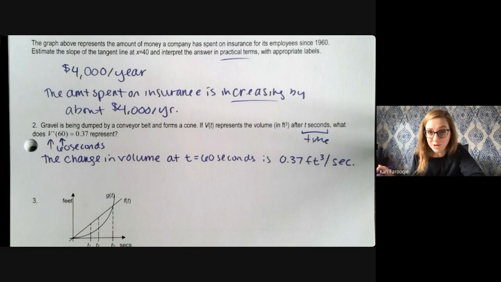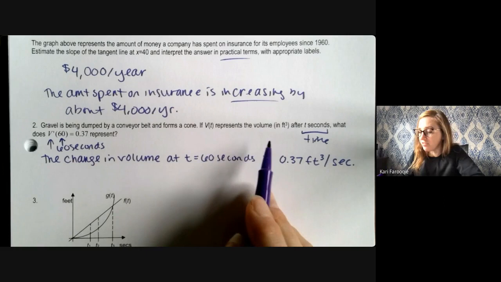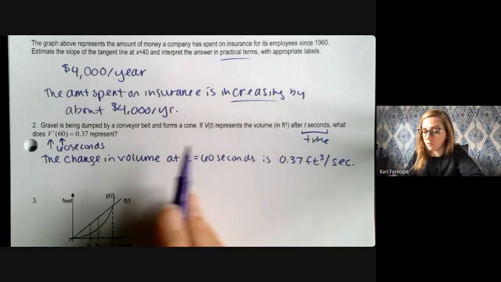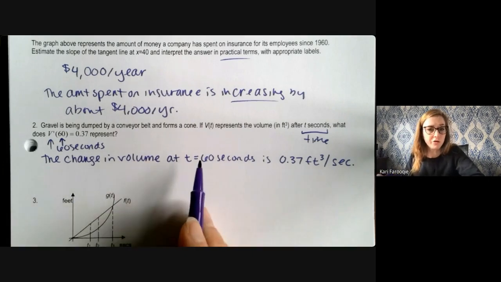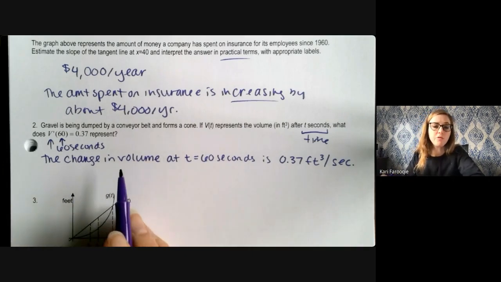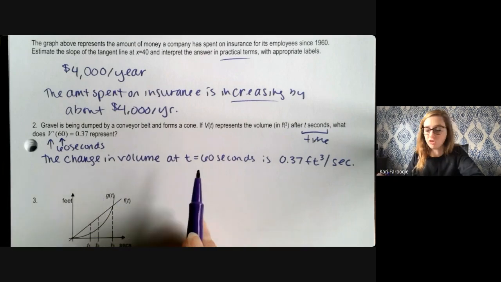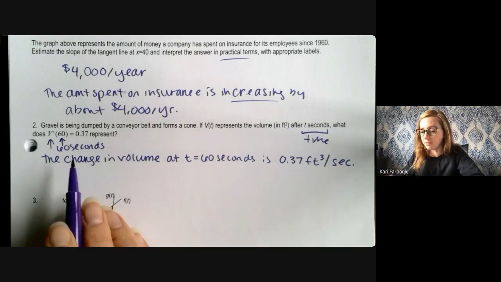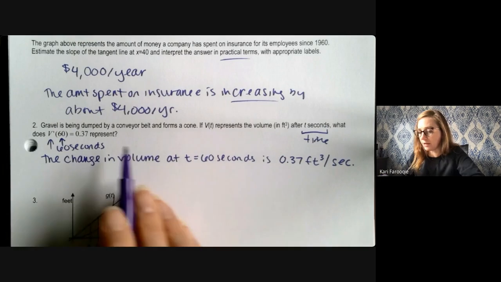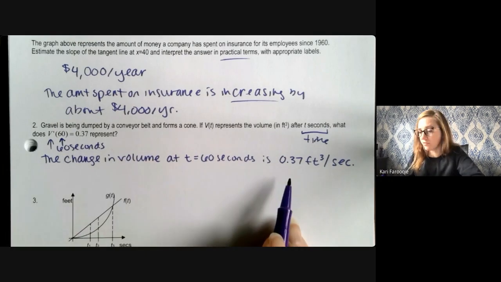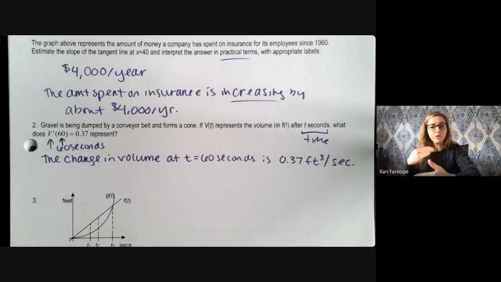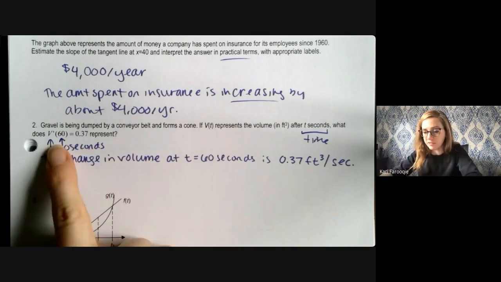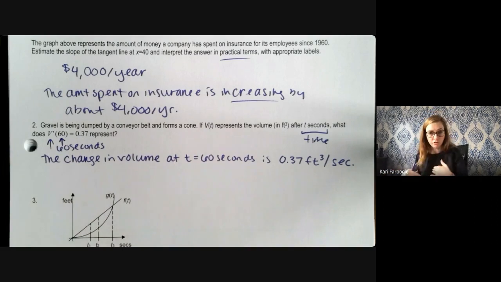All right, so there's really not much to do here other than just interpret the notation, but being able to interpret the notation is really important. So V of t represents the volume in feet cubed after t seconds. V prime represents the change in volume after a certain number of seconds. If that number of seconds is 60, the volume is changing at that point in time by this amount. So 0.37 feet cubed, because it's volume, per second. So anytime we're taking some sort of quantity and then taking its derivative, now we're talking about a change over time.